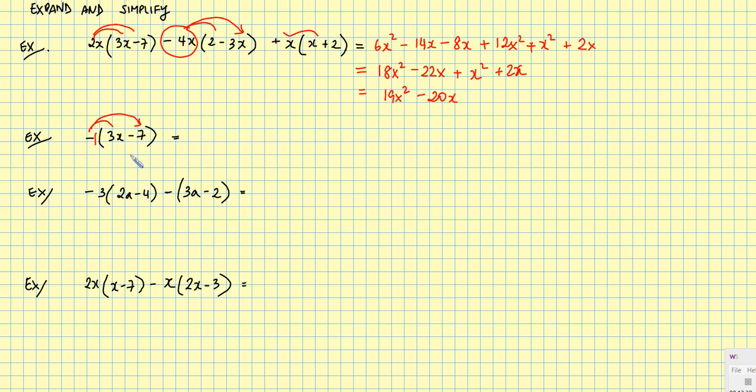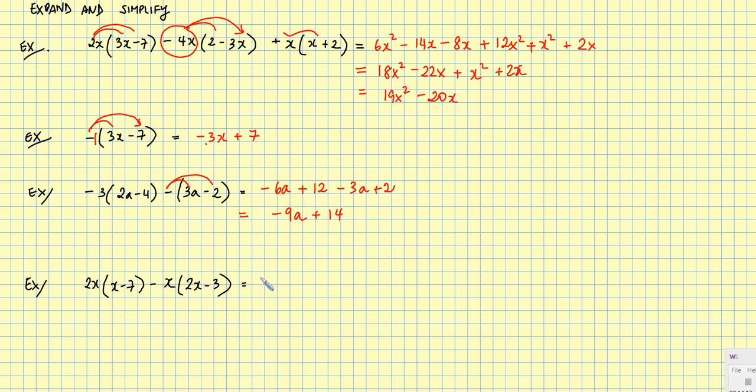My next one is, again, a distributive property, but it's a distributive property where there's a 1 in front of that negative. So it's negative 1 times 3x gives me negative 3x, and negative 1 times negative 7 gives us positive 7. A couple of other questions that we have are negative 3 times 2a is negative 6a plus 12, and then minus 3a plus 2. And again, we end up getting our common terms collected together. So negative 6a minus 3a is negative 9a, and plus 12 plus 2 gives me plus 14.